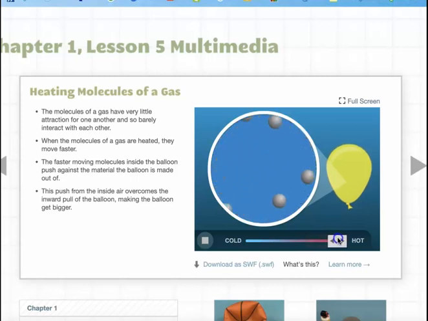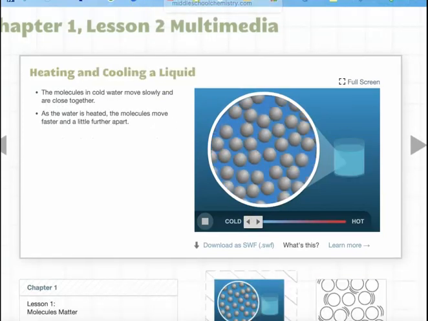So this one right here is the gas, so it's actually for F. As you're recording this, make sure you're answering F. This is for the gas. I was going to start with the liquid, but this one popped up first. So you can see in warm what the molecules do, and you can see in the cold what the molecules do. Now let's go back and let's do E.